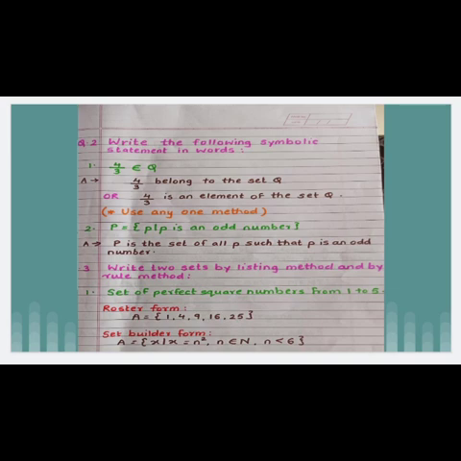Question number 3. Write 2 sets by listing method and by rule method. That means you have to write down any 2 examples by using listing method and by rule method. So, first example, set of perfect square numbers from 1 to 5.